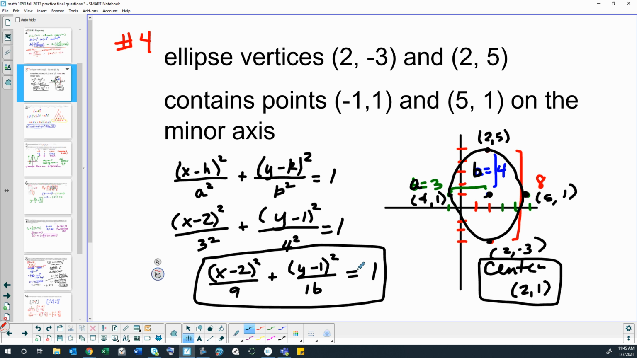Anyway, there, it's all labeled. The center is (2, 1). Ta-da! Okay, questions?